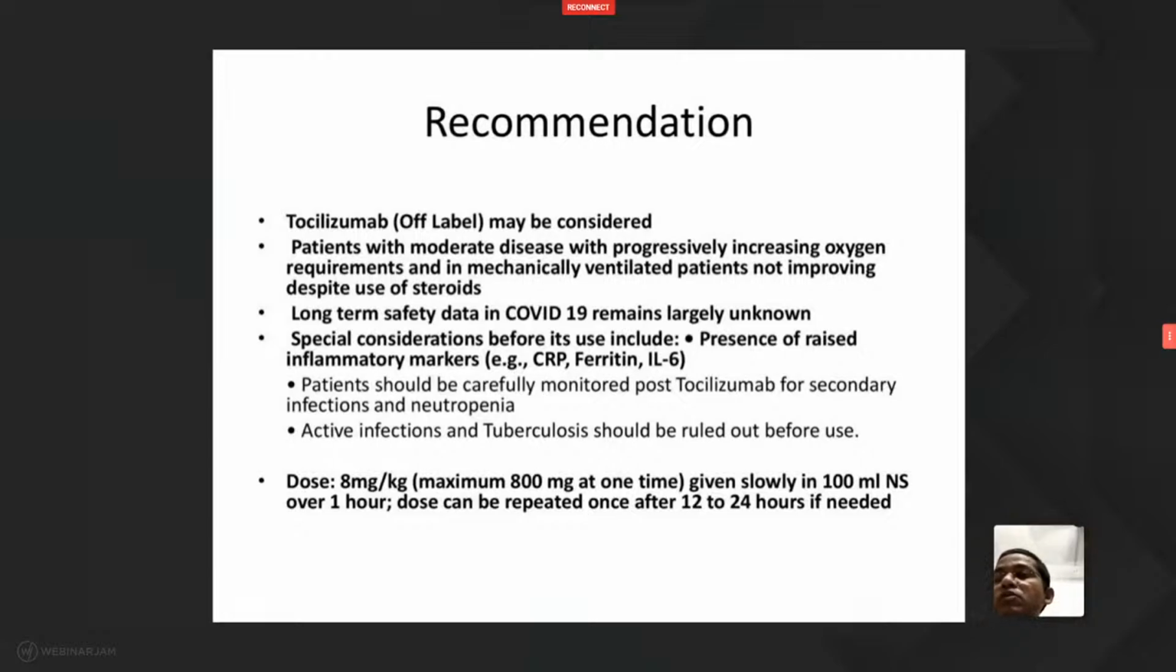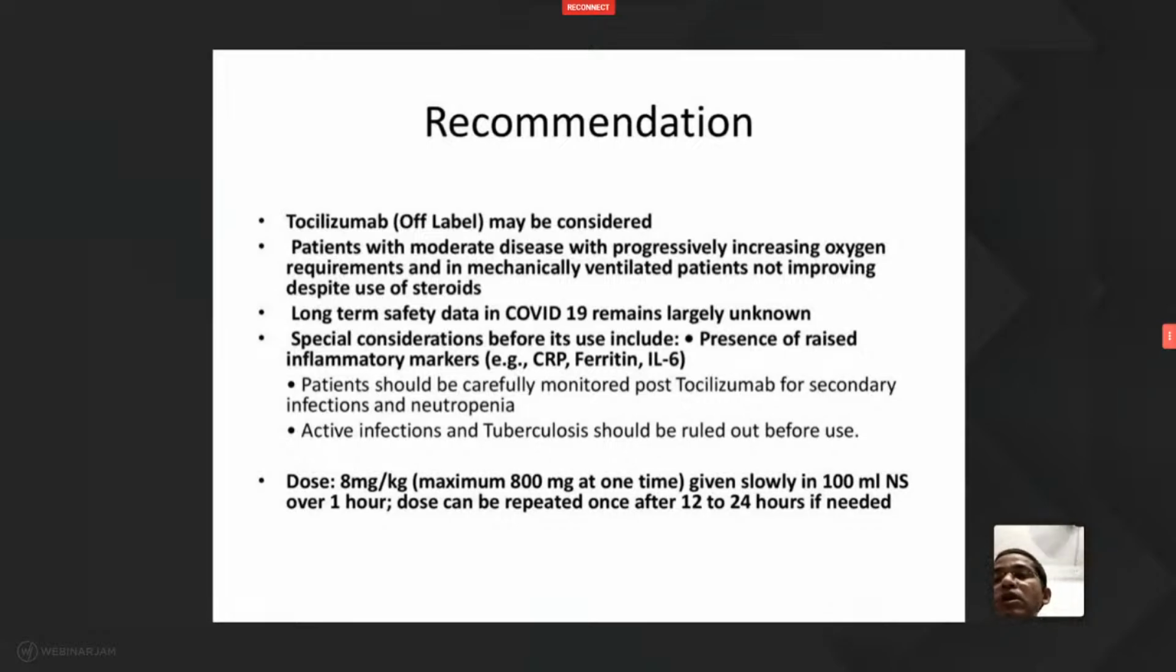We have to monitor the inflammatory markers, whether they are raised in the form of high CRP and interleukin 6, whether they are 5 or 6 times elevated, as people usually use it, and the ferritin level is also determined before using tocilizumab. The patient should be carefully monitored post-tocilizumab for secondary bacterial infection, and we have to exclude active infection, and tuberculosis should be ruled out before use.